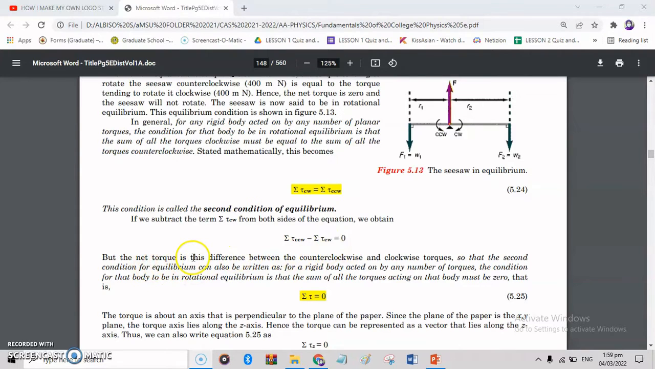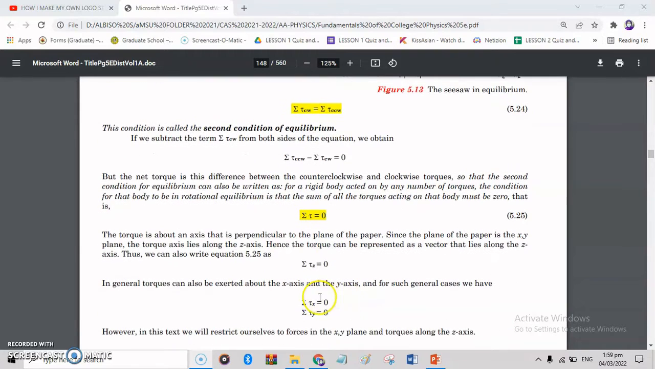But the net torque is this difference between the counterclockwise and clockwise torques, so the second condition for equilibrium can also be written as, for a rigid body acted on by any number of torques, the condition for that body to be in rotational equilibrium is that the sum of all torques acting on that body must be 0. And that is, summation of all torque acting on that body is equal to 0.